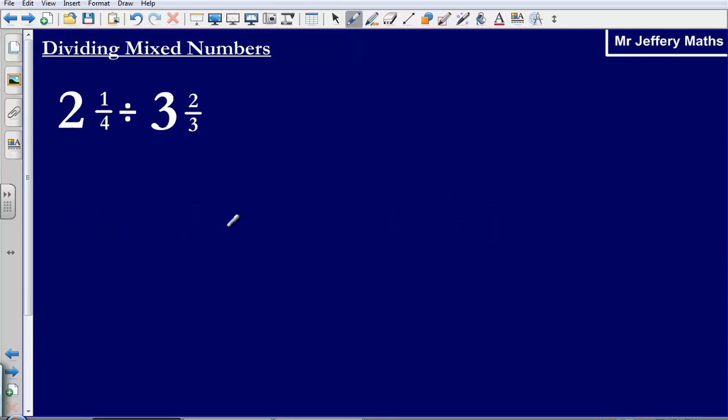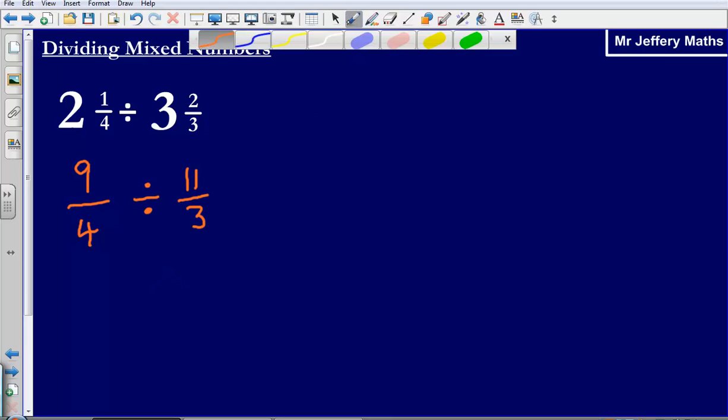Okay, next topic, dividing mixed numbers. Here I've got 2 1/4 divided by 3 2/3. So again, I'm going to just turn each of these into top-heavy fractions. 4 multiplied by 2, add on the 1, that's going to give me 9/4, and I am dividing that by, and I've got 3 2/3 here, so taking the denominator, multiplying it by the whole number, 3 times 3 gives me 9, add the numerator, 11, and that's 11/3. So I've got 9/4 divided by 11/3.